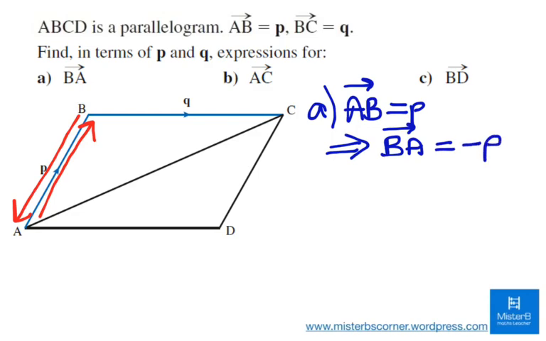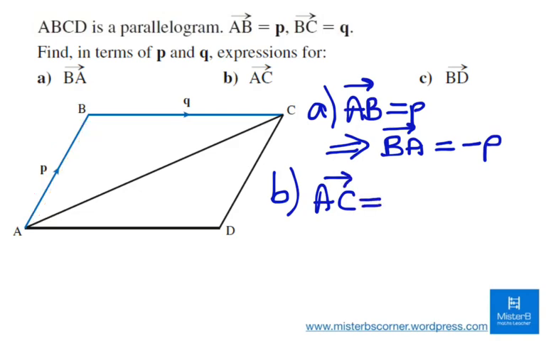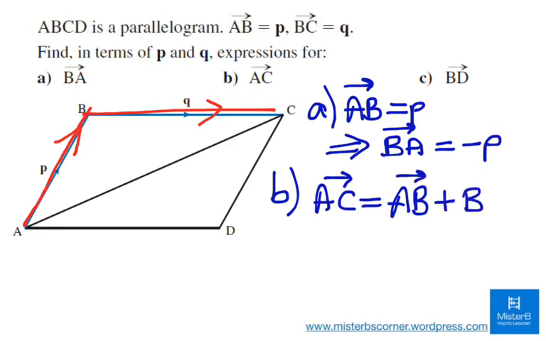It's just about direction. Part B is asking for an expression for AC. Now, you can go to AC from A to B, one vector, and B to C, another vector. So if I write this down, this is from A to B, AB plus BC. All I need to write down is the expression. So AB was P plus BC was Q. So that's the expression for the vector AC.